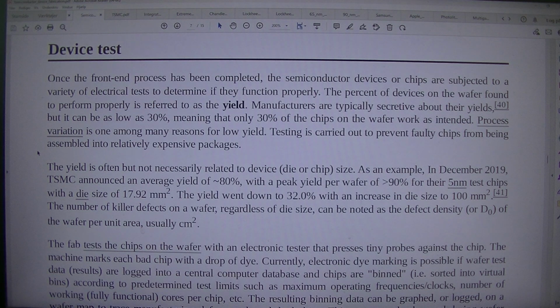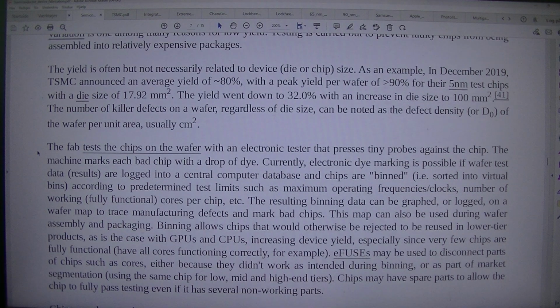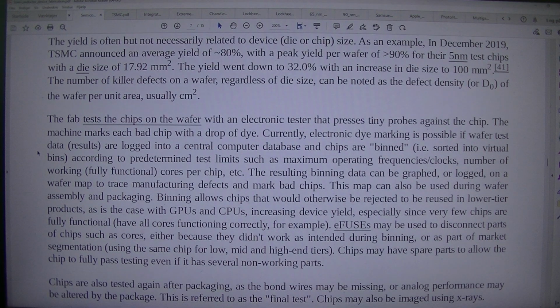As an example, in December 2019 TSMC announced an average yield of 80%, with a peak yield per wafer of >90% for their 5nm test chips with a die size of 17.92 mm². The yield went down to 32.0% with an increase in die size to 100 mm².